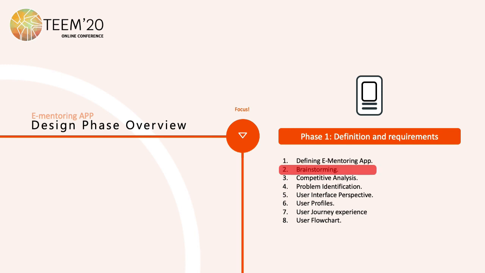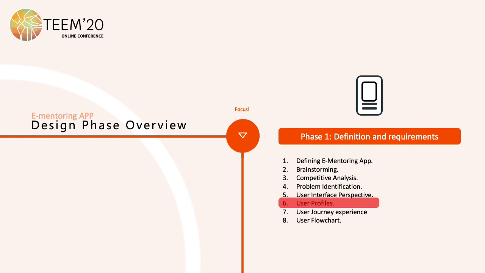Brainstorming. The primary ideas in order to investigate more about mentoring and other apps. Complexity analysis. It was focused on the characteristics of the application, their functionality, and the purpose. Problem identification. This step helps us to define the most important findings, such as user experience, quality, and the gap in mentoring.